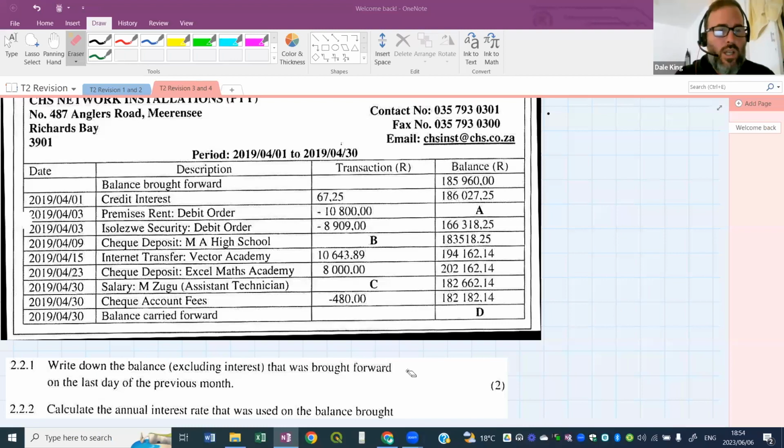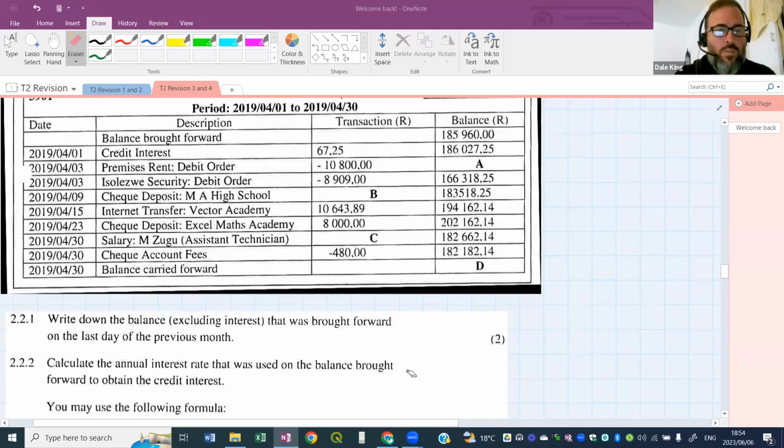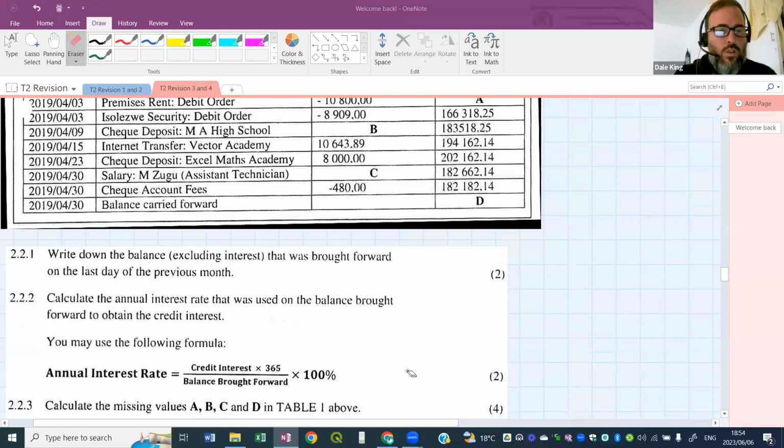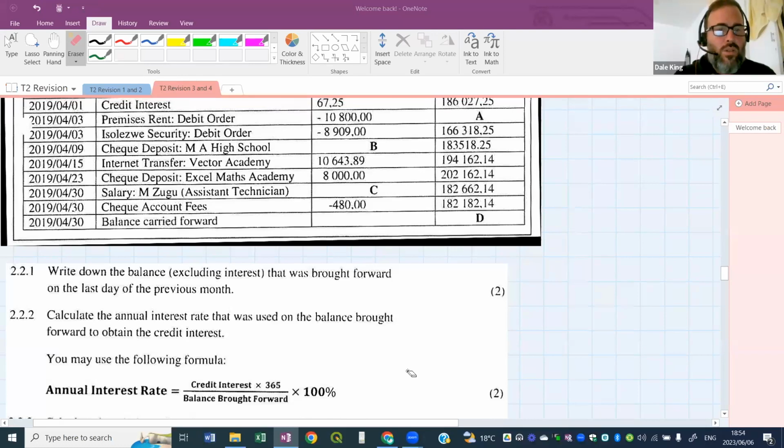Let's look at one more question here. Calculate the interest rate that was used on the balance brought forward to obtain the credit interest. So they're saying, what was the interest rate that was used here? And they say, you may use the following formula. The annual interest rate can be calculated by taking the credit interest, timesing it by 365, dividing by the balance brought forward, and then multiplying by 100%.